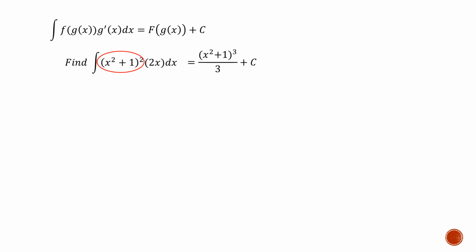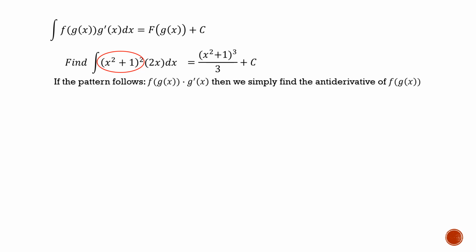This is the general form of the antiderivative for this particular function, which is x squared plus 1 all squared times 2x. So what's important is this: if the pattern follows a composite multiplied by the derivative of g of x, then we simply find the antiderivative of the composite part. So in other words, if it fits the pattern, simply find the antiderivative of the composite function.